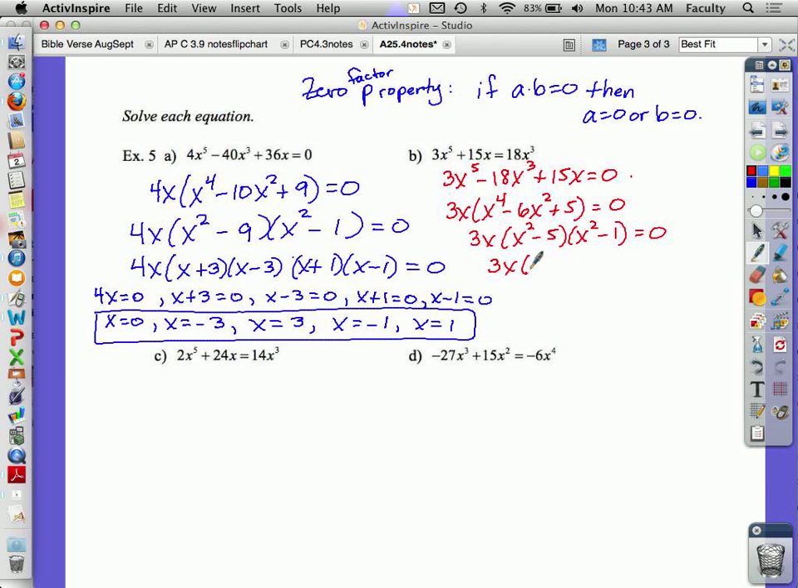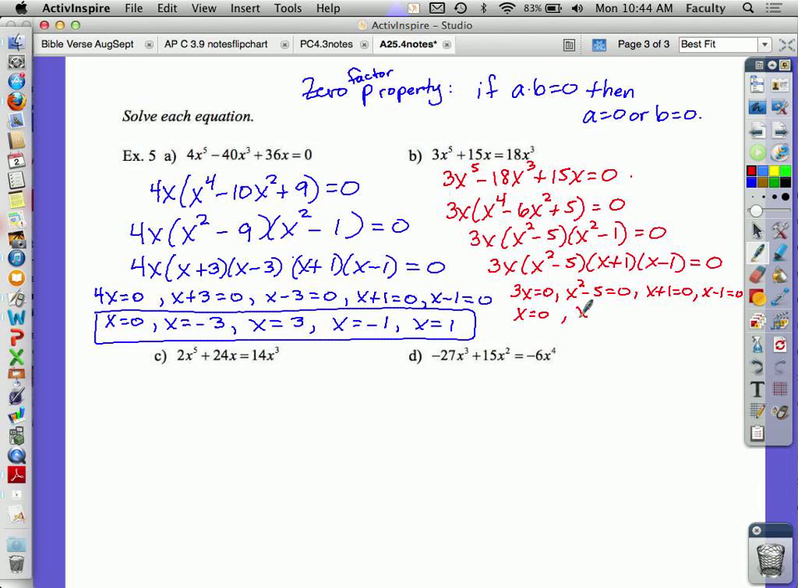Okay, now x squared minus 5 is not a difference of 2 squares, okay? So it won't factor. But then I'm going to set 3x equals 0, x squared minus 5 equals 0, x plus 1 equals 0, and x minus 1 equals 0. Now, there is a method to my madness. The worksheet you had due today, do you remember the second page, was all solving quadratics by the square root method. Now you're going to see why I asked you to do that.